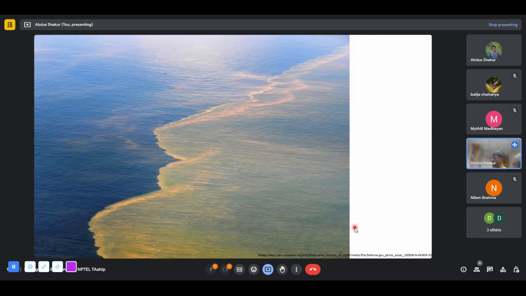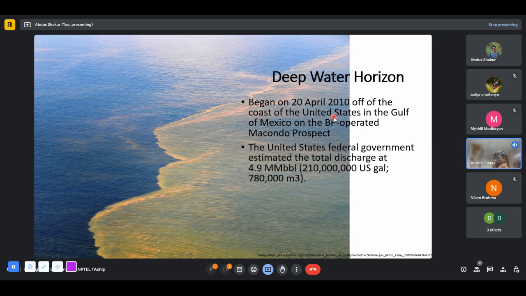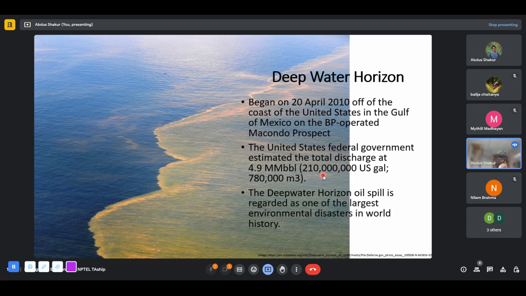Similarly, let's talk about the worst marine disaster with respect to oil spills, the Deepwater Horizon. This oil spill started on 20th April 2010 in the Gulf of Mexico, on the southeastern coast of the United States. It was estimated that some 21 crore, that is 210 million, gallons of crude oil were discharged into the ocean, and it is regarded as the largest environmental disaster in world history, when you think in terms of the amount of oil spilled and the number of organisms affected by this spill.